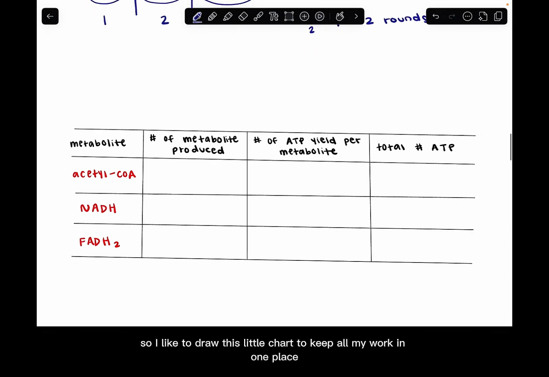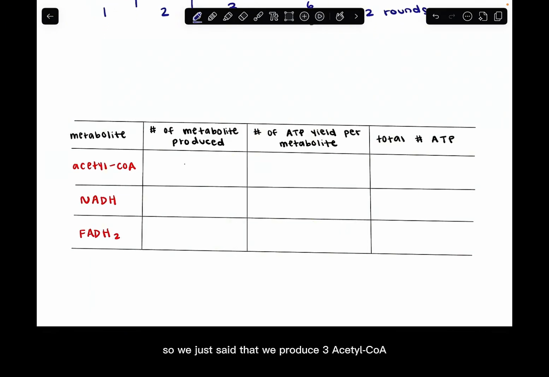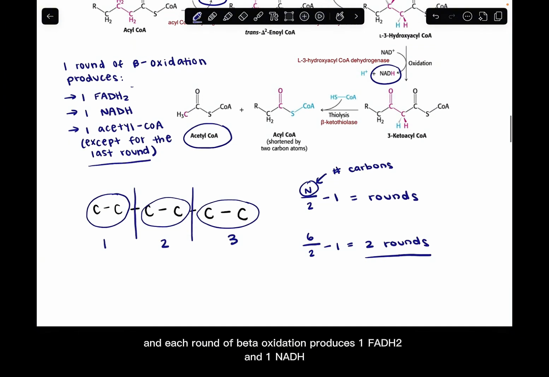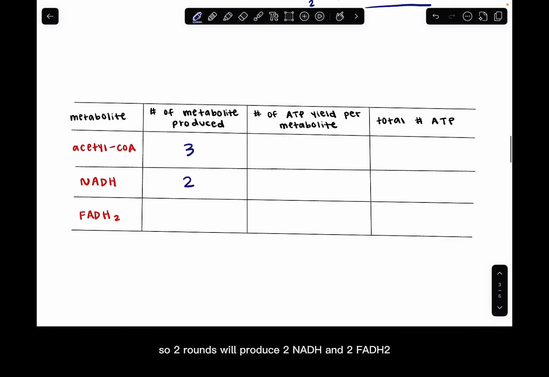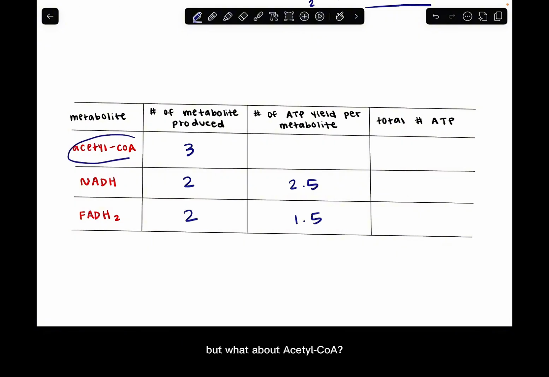So I like to draw this little chart to keep all my work in one place. So we just said that we produce 3 acetyl-CoA. We also know that we have 2 rounds of beta oxidation, and each round of beta oxidation produces one FADH2 and one NADH. So 2 rounds will produce 2 NADH and 2 FADH2. For the number of ATP yield per metabolite, we know that NADH produces 2.5 ATP and FADH2 produces 1.5 ATP. But what about acetyl-CoA?